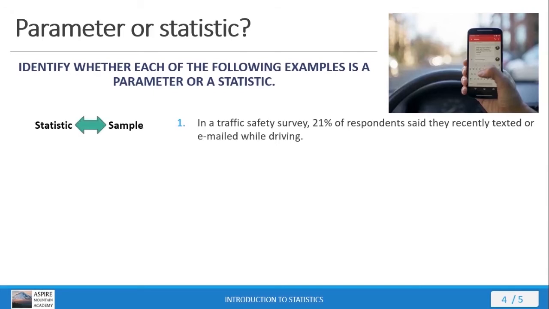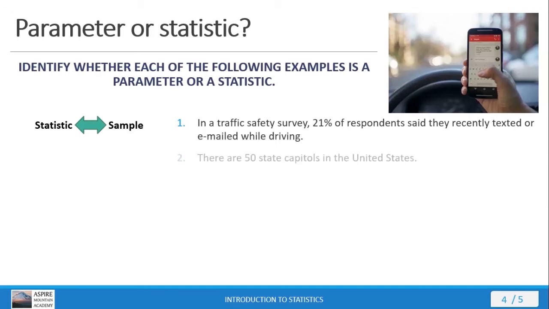Well, I hope you said statistic because that's the right answer. 21% of respondents is not the whole group. It's just a portion of the whole. Therefore, we have a sample because it's a portion of the whole. And since we're talking about a sample, that means we must be talking about a statistic.